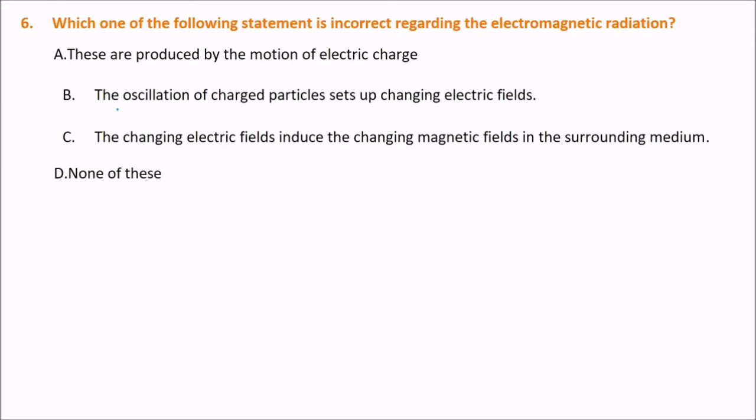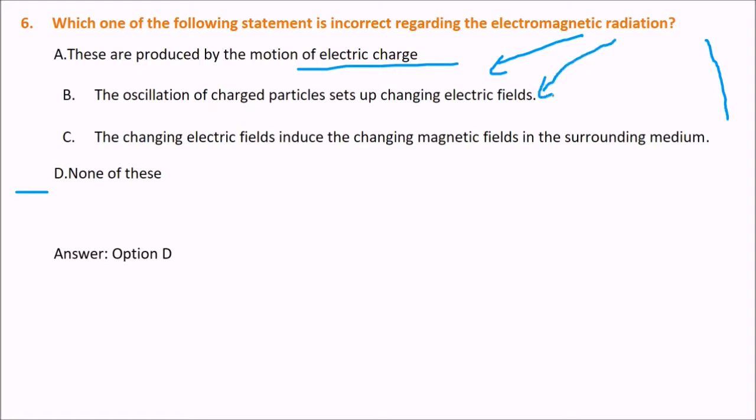Which one of the following statements is incorrect regarding the electromagnetic radiations? So these are the options for you. Please read them and give me the answer. The answer is D. All are correct. That means these are produced by motion of electric charge, electromagnetic. This is true. The oscillation of charged particles sets up changing electric fields. This is also correct. And the changing electric fields induce the changing magnetic fields in the surrounding medium. And this is also correct. Right?